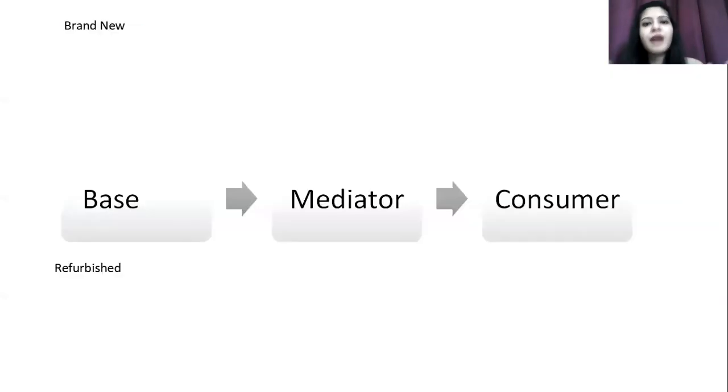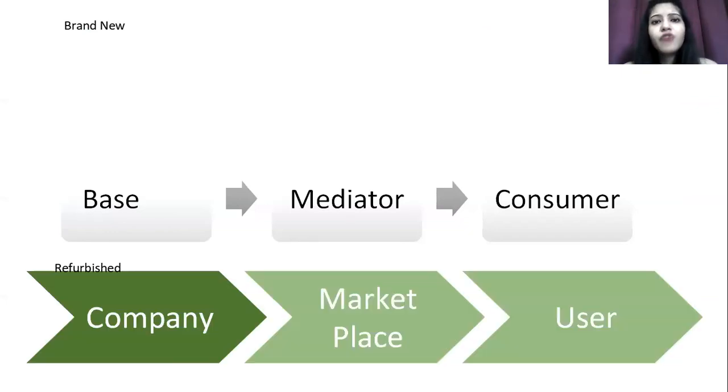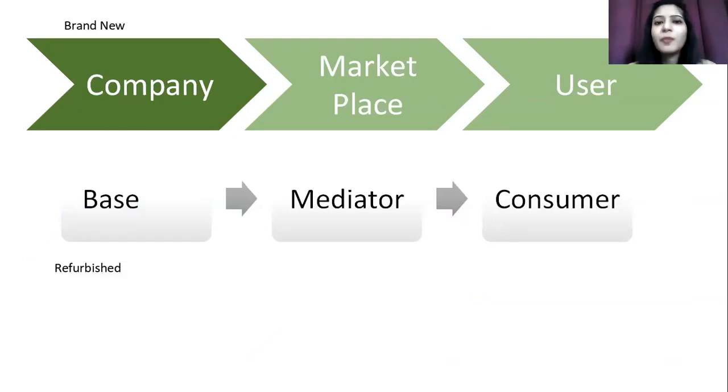So let us look at the pathway first. Talking about the pathway, there's a common pathway followed for every gadget, that is base, mediator, and the consumers. The brand new follows this pathway in this format: the company is the base from where the gadget is originated. Then it comes to the marketplace, which is usually the bridge between the company and the user. Then comes the consumer, which are the users. We as the users are the consumers out here.